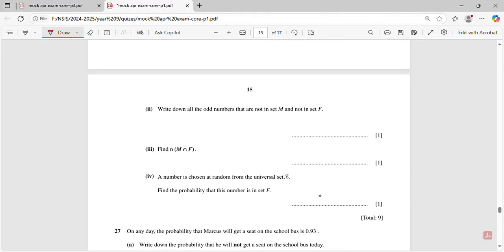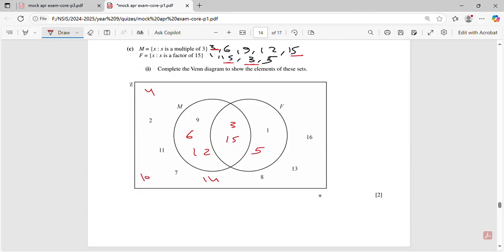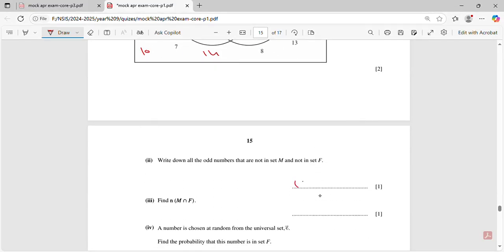Write down all odd numbers that are not in set M and not in set F. Odd number, which means outside. How many odd numbers outside? So we can note that 13, 7, 11, right? So it will be 13, 7, 11. And he said write all the numbers. He didn't say the number of the numbers.